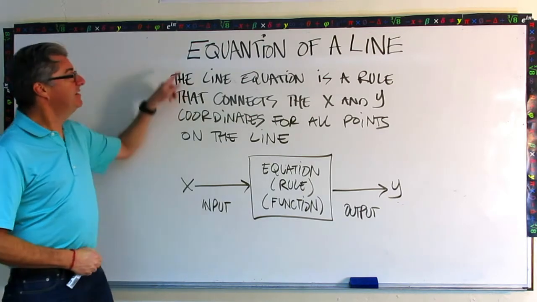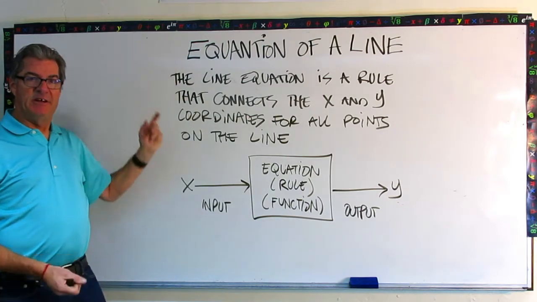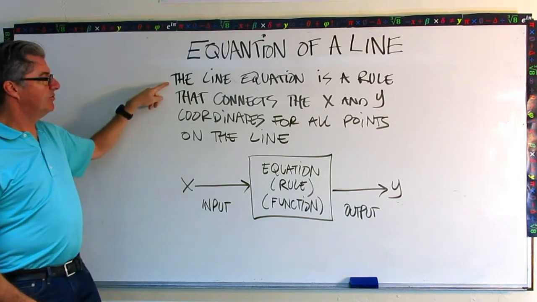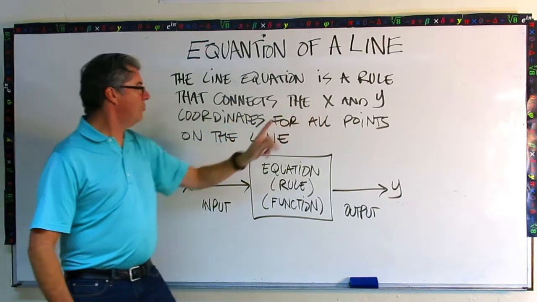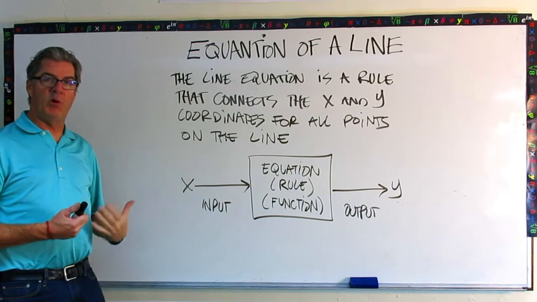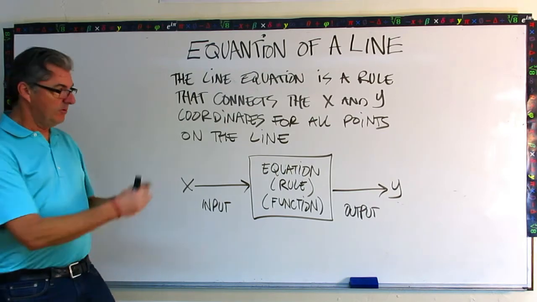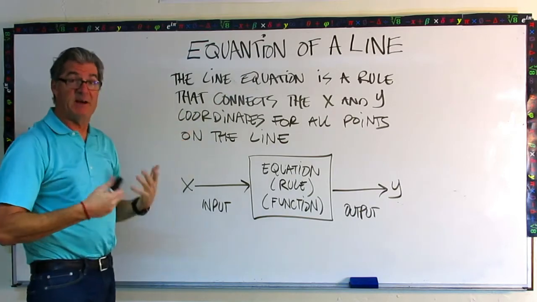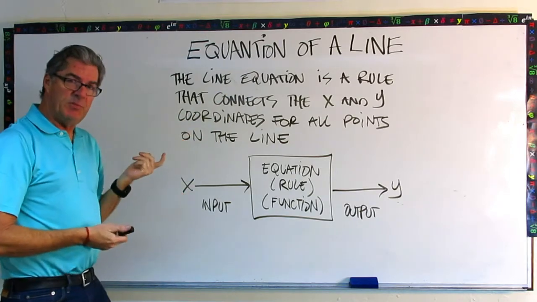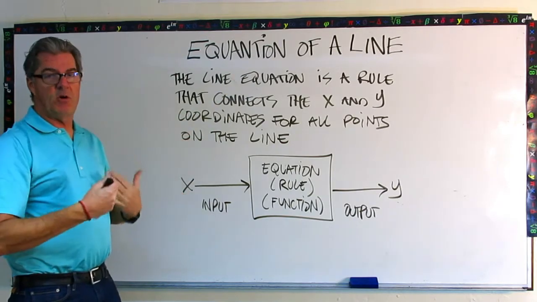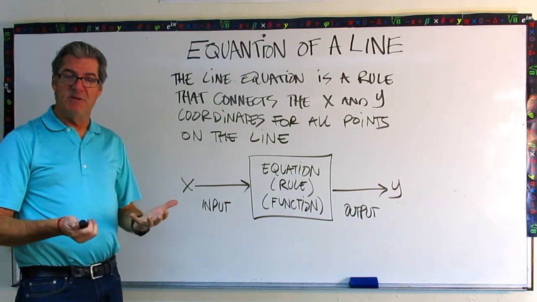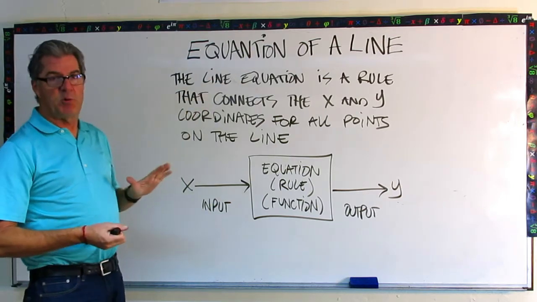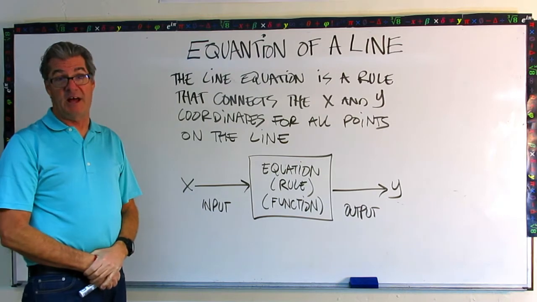Okay, today's topic, equation of a line. Now basically, an equation is a rule that connects the x and y coordinates for all points on that line. So remember, the line is just made up of a bazillion points all perfectly in a row that make a line. And every one of those points has an x and a y coordinate. And that's how we graph them. The graph just shows all of those points that fit the rule for that line.